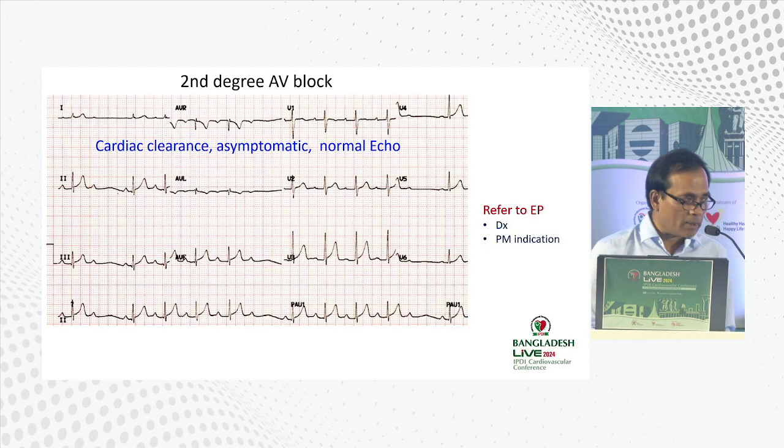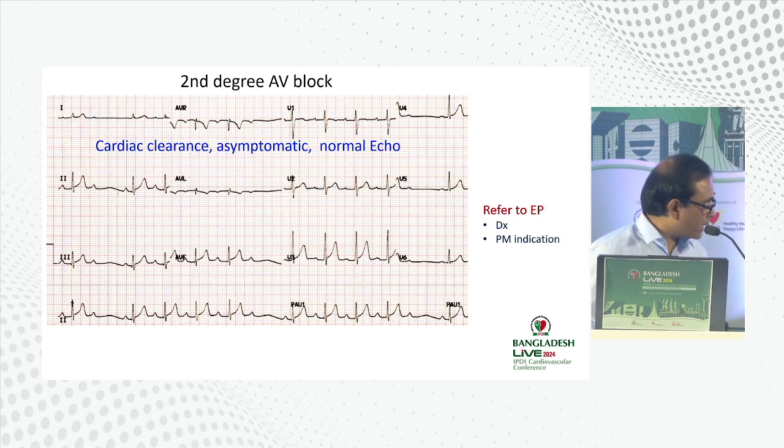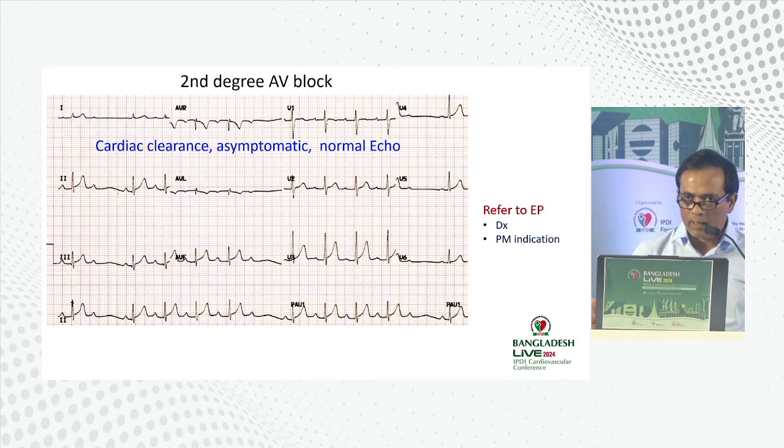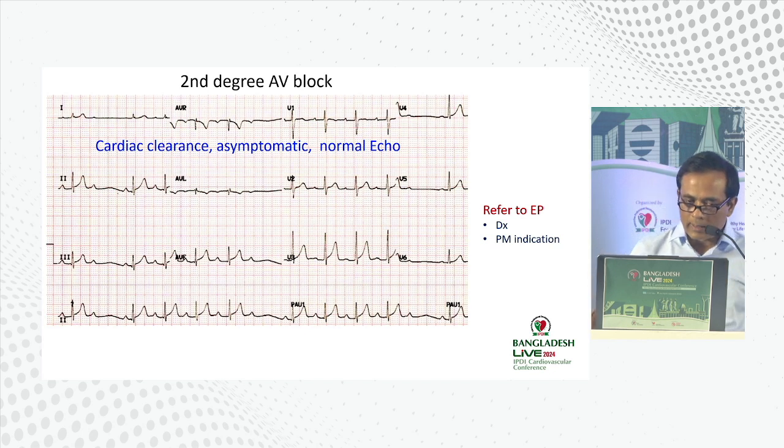This is another group of patients, those with second degree AV block. Sometimes we are confused whether this qualifies for a pacemaker or not, particularly when these patients are asymptomatic with a normal echo, and most of the time are sent for cardiac clearance before any surgical procedure. So what to do? Before giving the answer, we do the Holter test, and if the Holter test is also not conclusive, this group of patients can be sent to the electrophysiologist for the diagnostic EPS test.